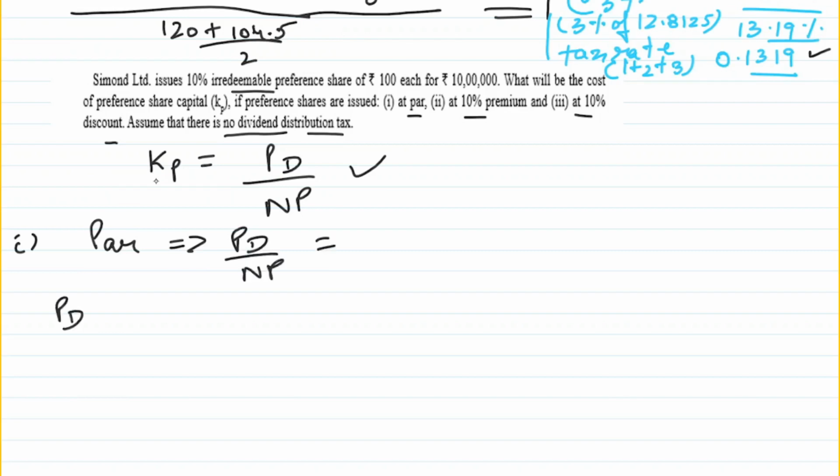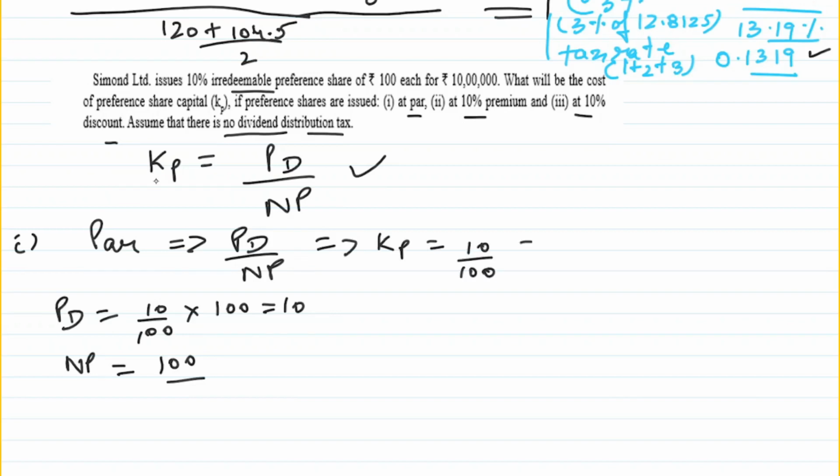So let's compute preference dividend separately. Preference dividend is 10% of 100, which is 10, and we know that NP is how much? NP is 100, right? Because this is issued at par. So the value of my preference share capital, or the KP in this case, will be 10 divided by 100. Value of KP will be 10%, right?